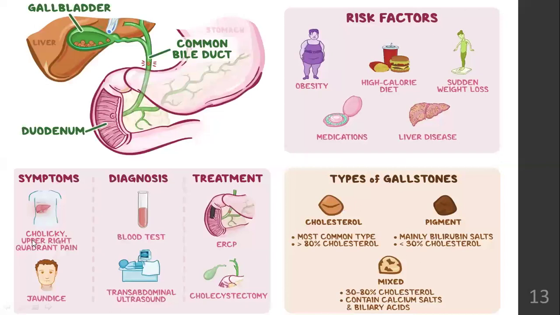So symptoms, you will have a colicky pain in the upper right quadrant of your stomach, very similar to kidney pain. Doing a blood test, you can identify if it is a gallbladder stone. You can also do a scan.